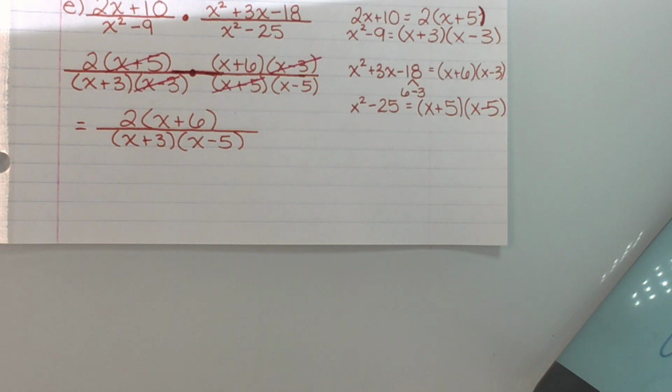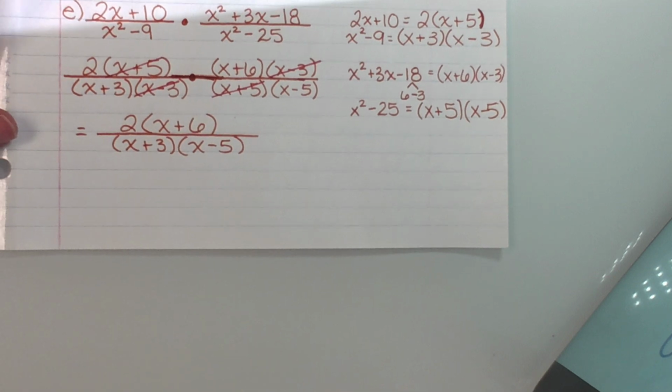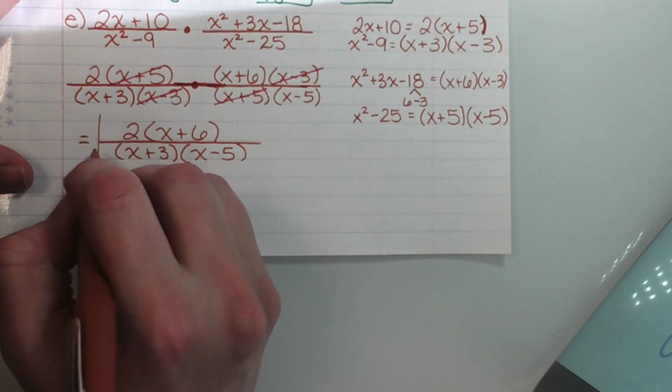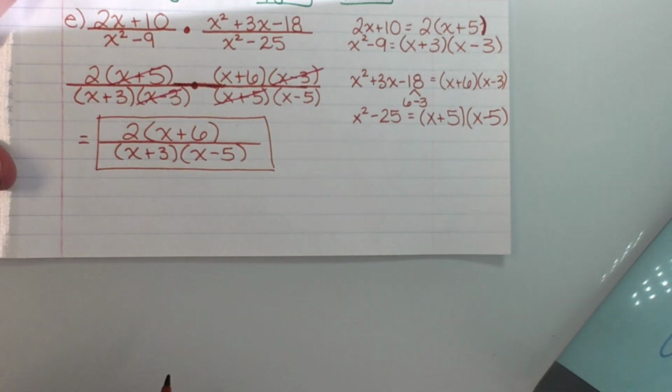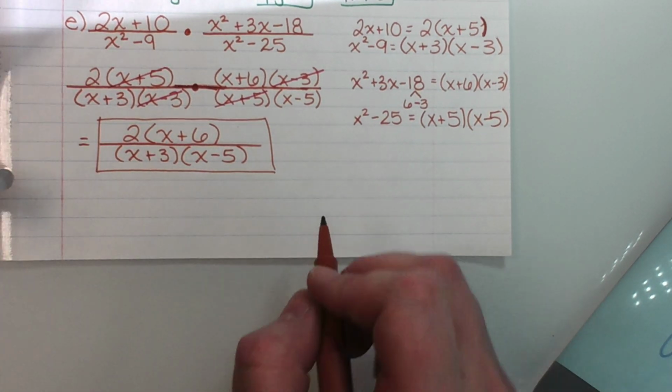Could we distribute it out? Yes. Do we need to? No, I'm fine if you leave it like this. What do we still need to find, though? Excluded values.